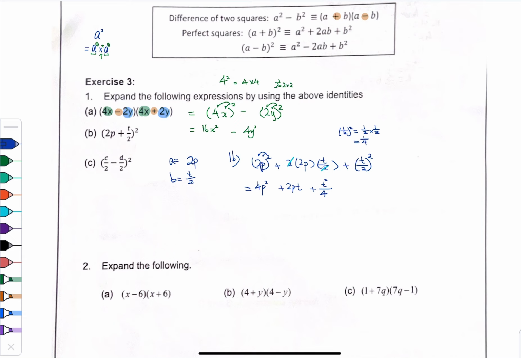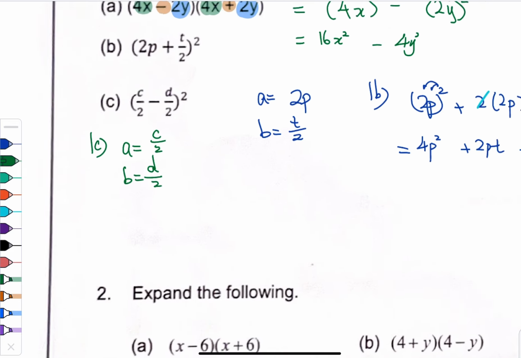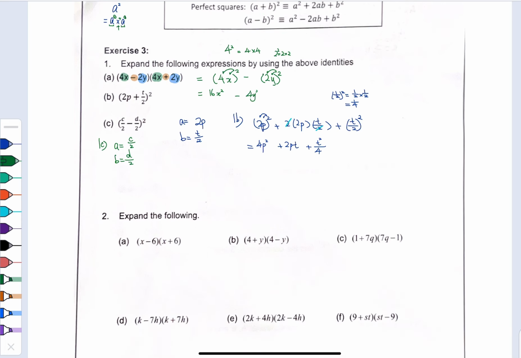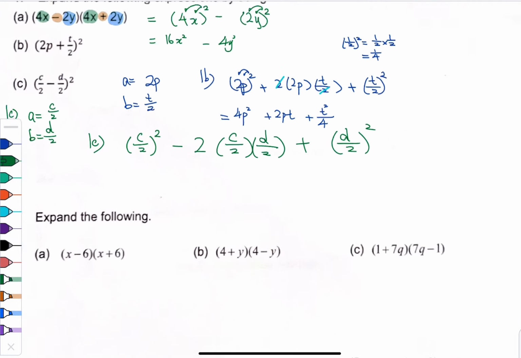So 1c, what is your a, what is your b? Your a is c over 2, your b is d over 2. And then it's a minus. No need to write this step, of course, these are just for your own reference. And then you have a minus b's perfect square. So you do that. So it will be a first. The a means the first part. Square minus 2ab plus b squared. Don't worry, your exam won't be that hard.